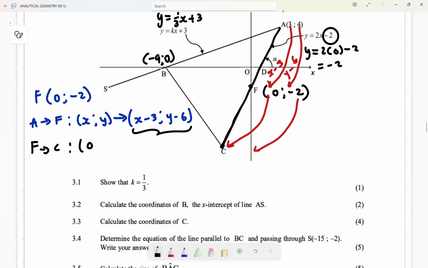So we're going to be using this translation. We're going to say the coordinates of F, follow the same pattern. 0 minus 3, substitute x as 0. 0 minus 3, it is -3. -2 minus this, it is -8. Done.